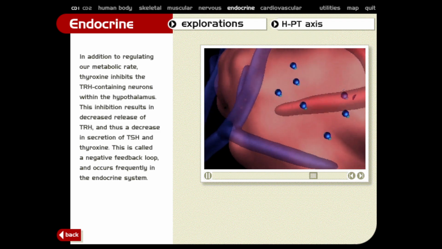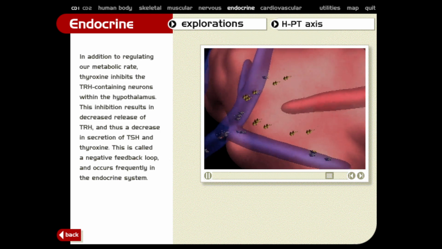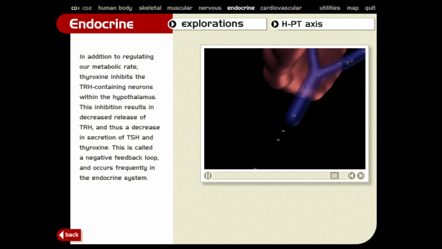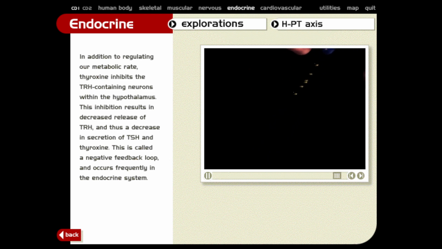In addition to regulating our metabolic rate, thyroxine inhibits the TRH-containing neurons within the hypothalamus. This inhibition results in decreased release of TRH, and thus a decrease in secretion of TSH and thyroxine. This is called a negative feedback loop and occurs frequently in the endocrine system.